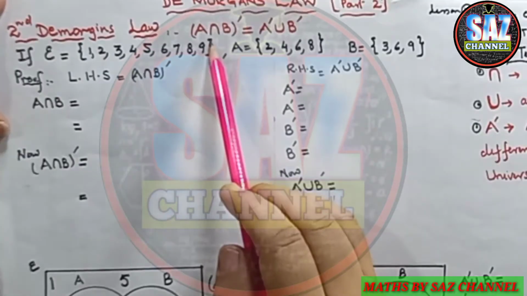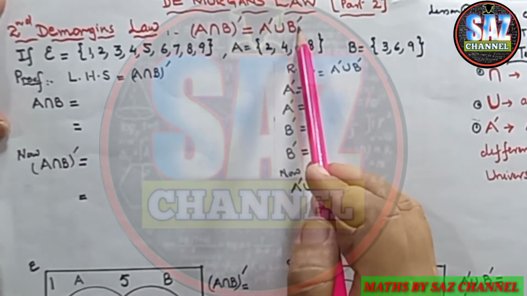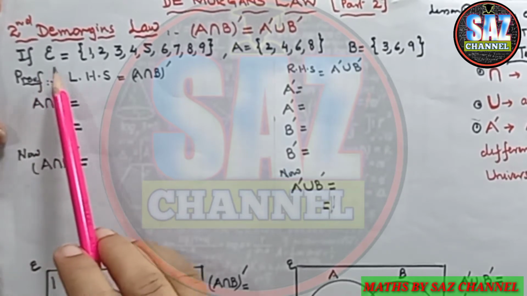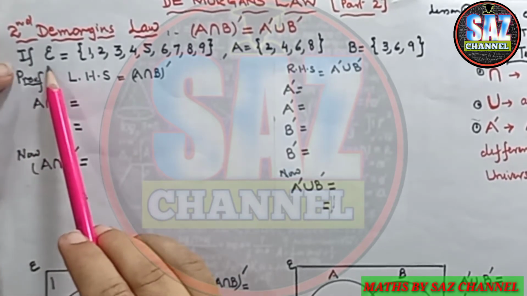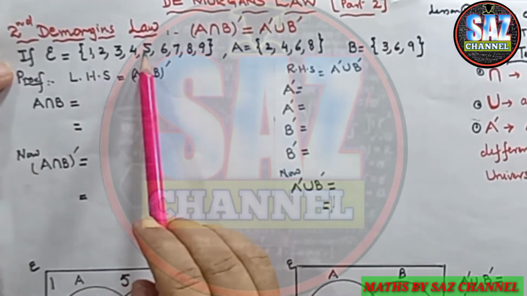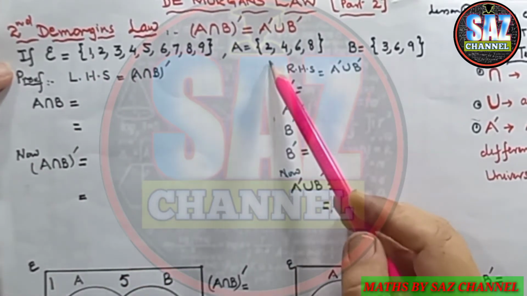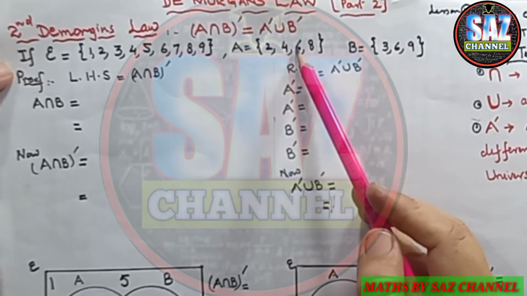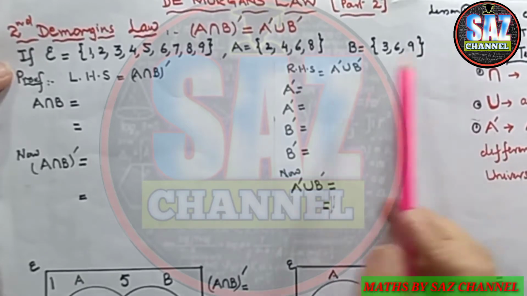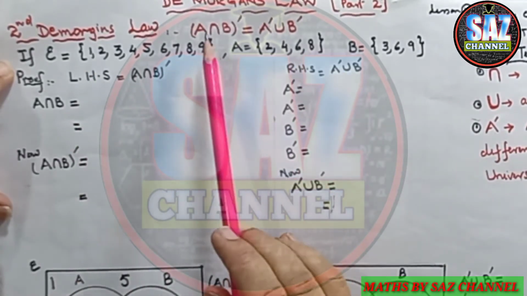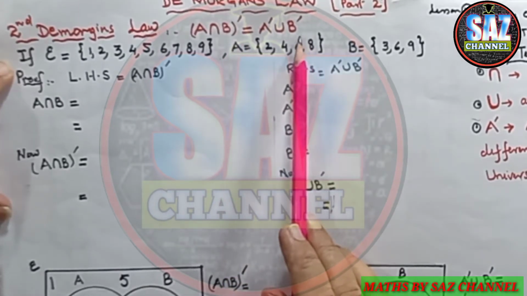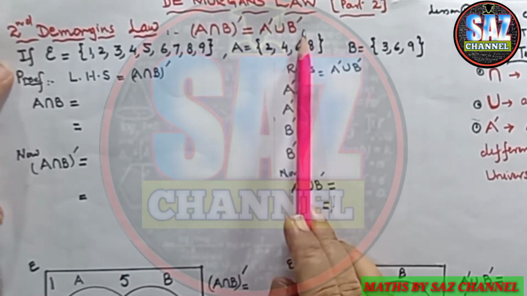The second law says that A intersection B whole complement equals A complement union B complement. For the understanding of the law, we can take the example that if the universal holds the elements 1, 2, 3, 4, 5, 6, 7, 8 and 9, and the subset A has the elements 2, 4, 6 and 8, and B has the elements 3, 6 and 9, then with the help of this example, we will be proving that A intersection B whole complement equals A complement union B complement.